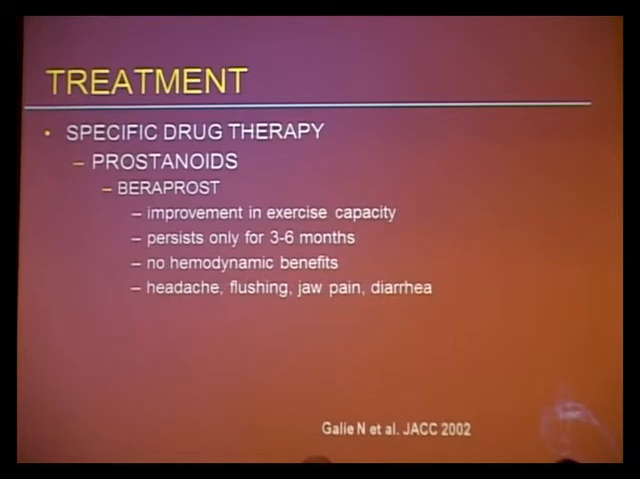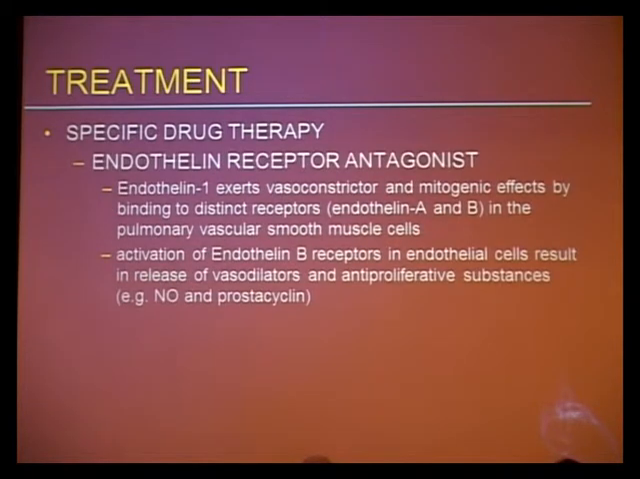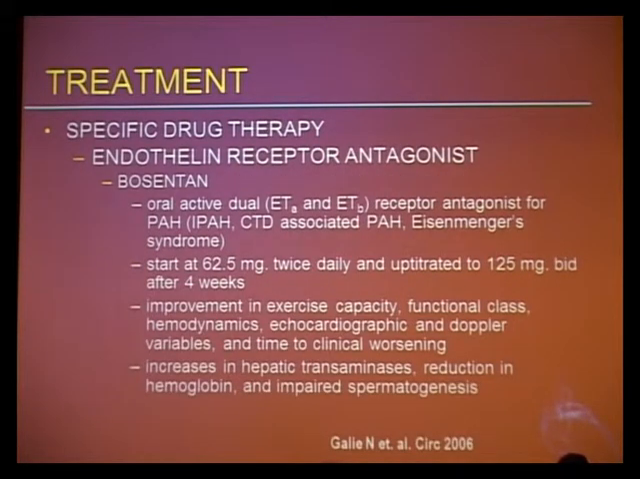Treprostinil, again, beraprost, and other drugs that act on the endothelin receptor, endothelin-1 receptor antagonists. They are antagonists of the endothelin ETA and ETB receptors. Bosentan is the most representative in this category and is very well used, especially in adult congenital patients, before and after operation.